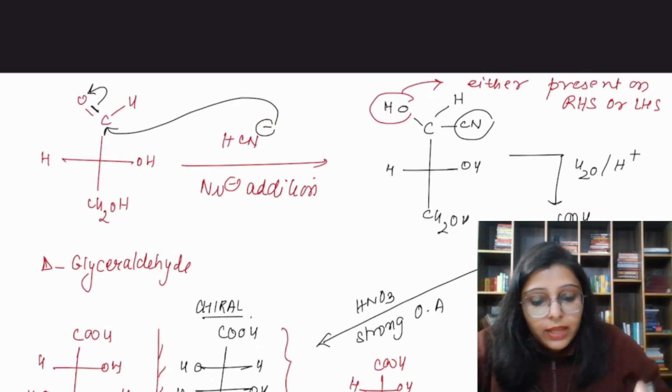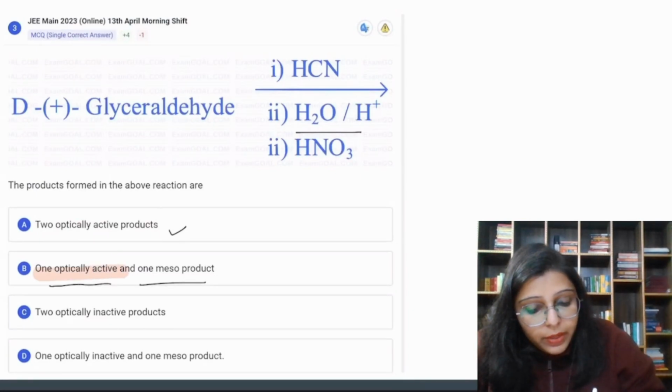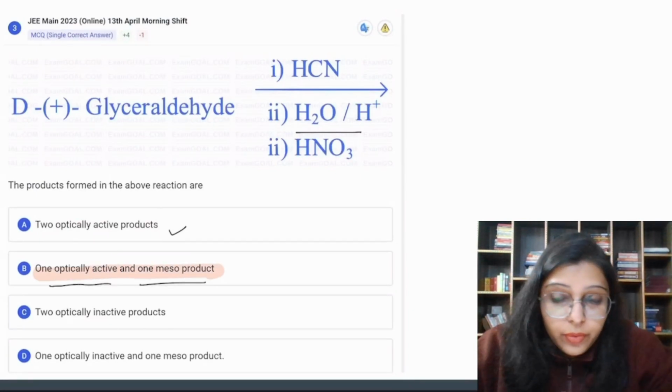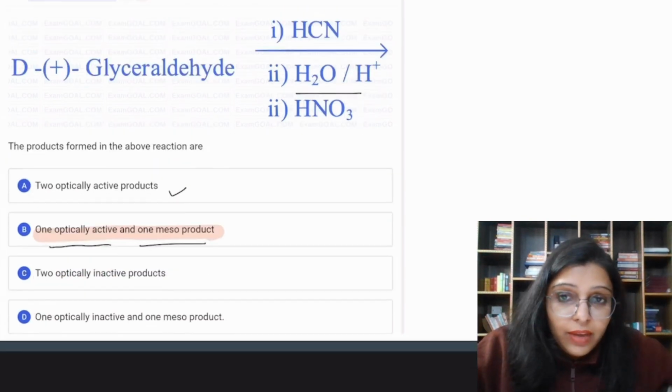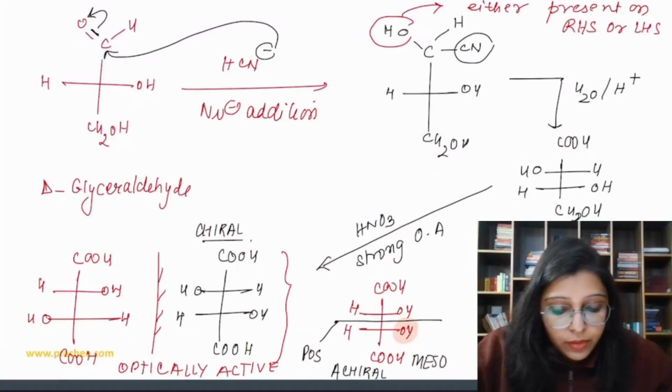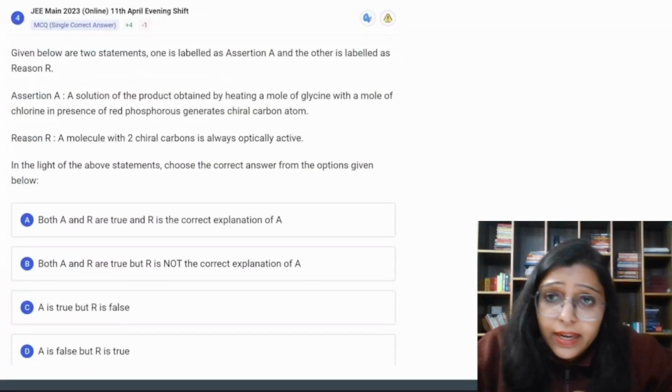So what is going to be the answer? The answer is we have one optically active and one meso product. We do not have two optically inactive products. Optically inactive means we have one, that is the meso product. Clear? Now let's do the next question.